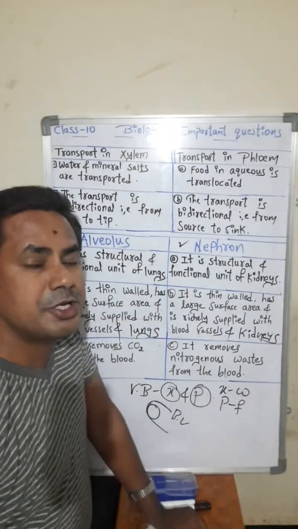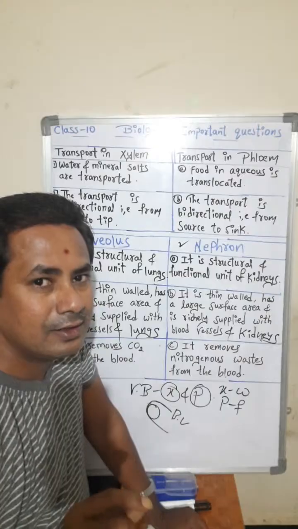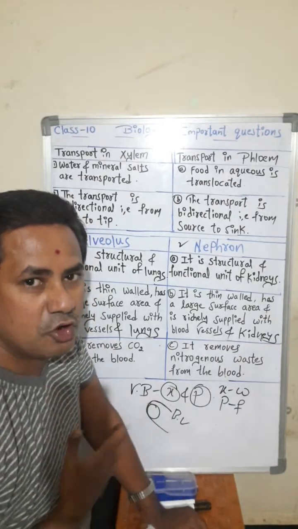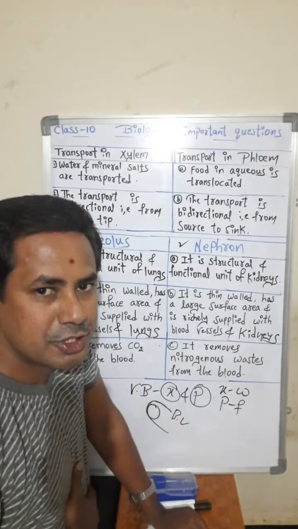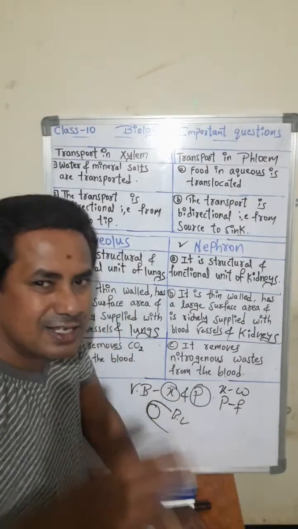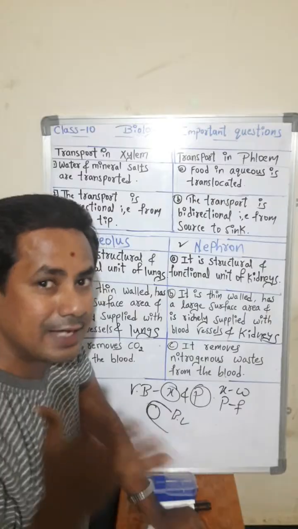In aerobic respiration, more energy is released, 38 ATP, adenosine triphosphate, in the presence of oxygen. In anaerobic respiration, what happens? Less energy is released. Microorganisms, yeasts. Okay, less energy is released.